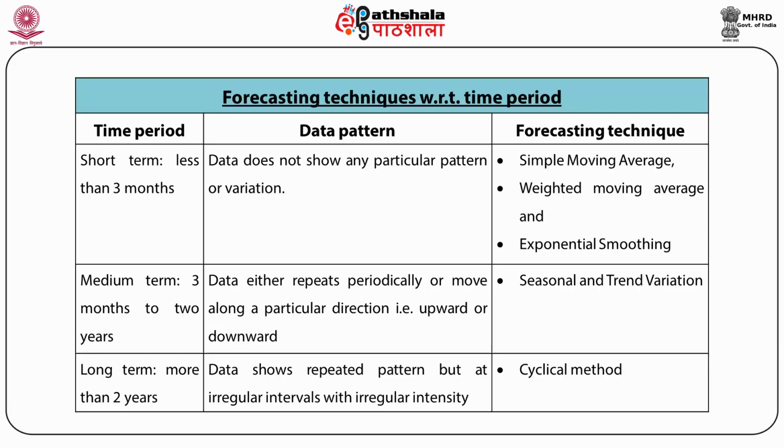The second time period is termed as medium term, which varies from 3 months to 2 years. During this time period, data either repeats periodically or moves along a particular direction, that is upward or downward. The forecasting technique for this time period is seasonal and trend variation. Lastly, the third time period is long-term period, which is more than 2 years. The data during this time period shows repeated pattern but at irregular intervals with irregular intensity. The forecasting technique for this time period is cyclical method.